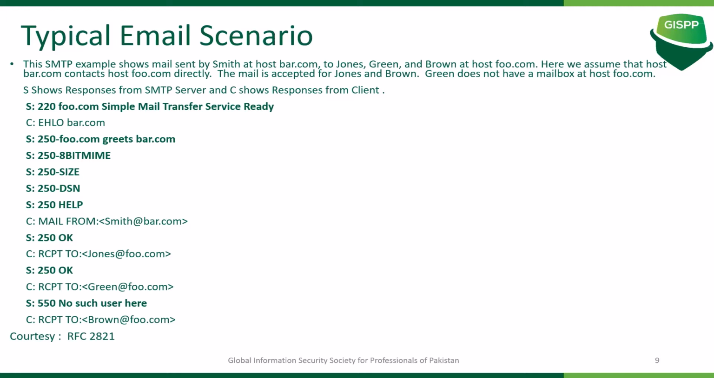Please give it to green. It will say, oh, there is no green here. Then it will say, give it to brown, and brown is also there. So it will accept for that one. So this is just an example.